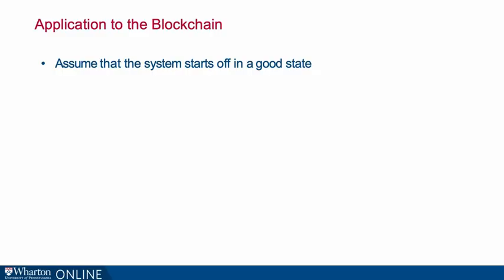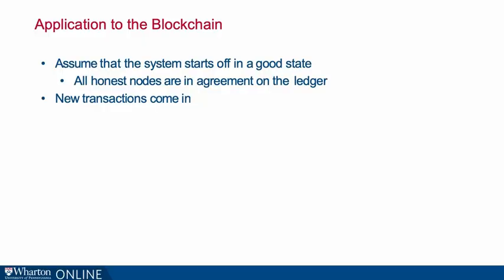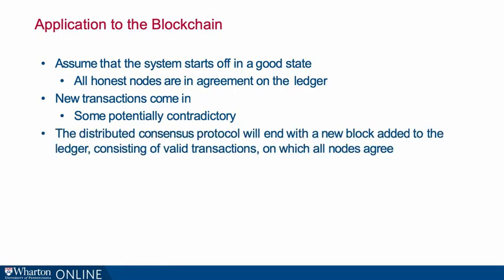As with the blockchain itself, we will reason recursively. That is, we're going to assume that the system starts off in distributed consensus. Namely, all honest nodes are in agreement on what the blockchain should look like. So we have a set of transactions that have occurred in the past that form the blockchain. All honest nodes are in agreement on that blockchain. Now, assume a bunch of new transactions come in, and some might be contradictory. We want to end with a new block added to the ledger consisting of valid transactions on which all nodes agree. That's where we're trying to get.